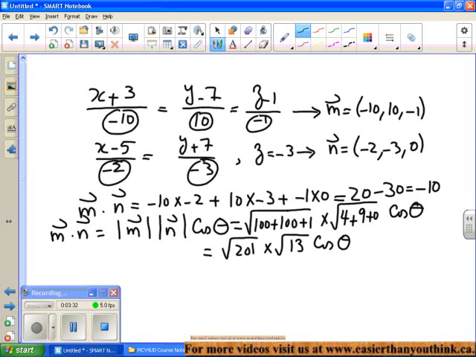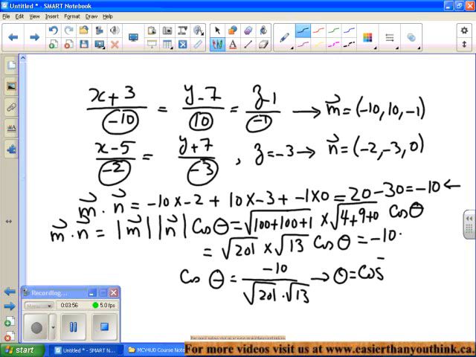But remember that previously we found that the dot product is negative 10, so this one has to be negative 10. So I can find that cos theta is negative 10 over square root of 201 times square root of 13, or theta is the inverse cos of negative 10 over square root of 201 times square root of 13, which is going to give us approximately an angle which is equal to 101.28 degrees.